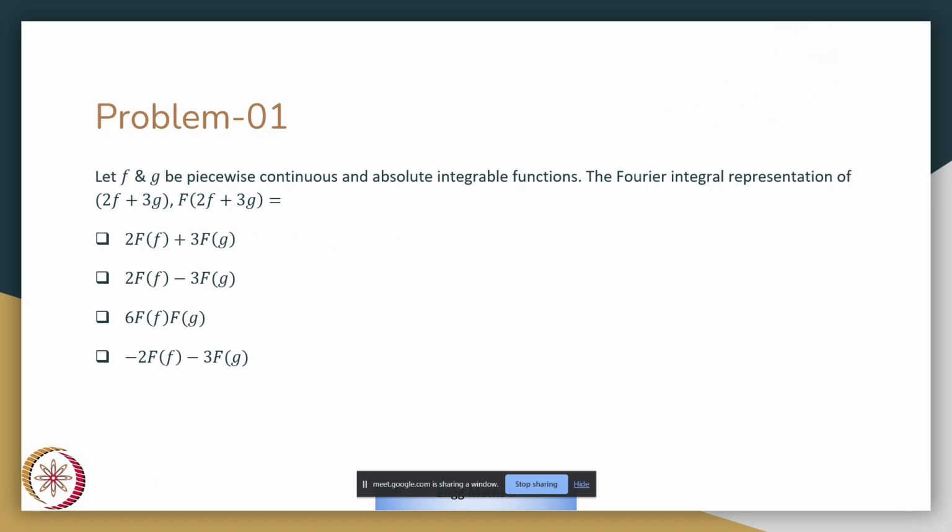So the first problem is, let f and g be piecewise continuous and absolutely integrable functions. The Fourier integral representation of the function 2f plus 3g is what?